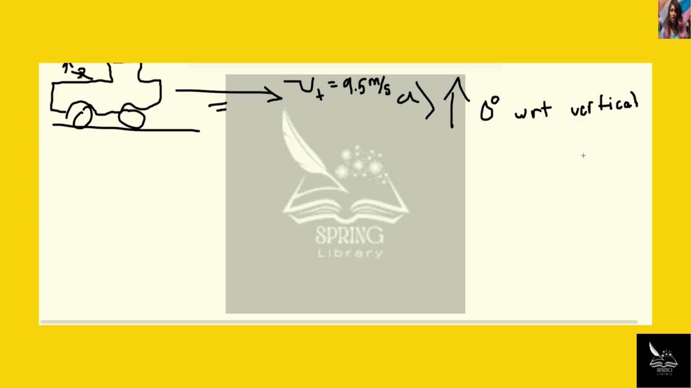Now, what about the initial velocity of throwing up the ball? This is part B. He's throwing the ball up only in the y direction. Let's write down the equation that I think would be useful for us to use. So we're going to use this equation here.